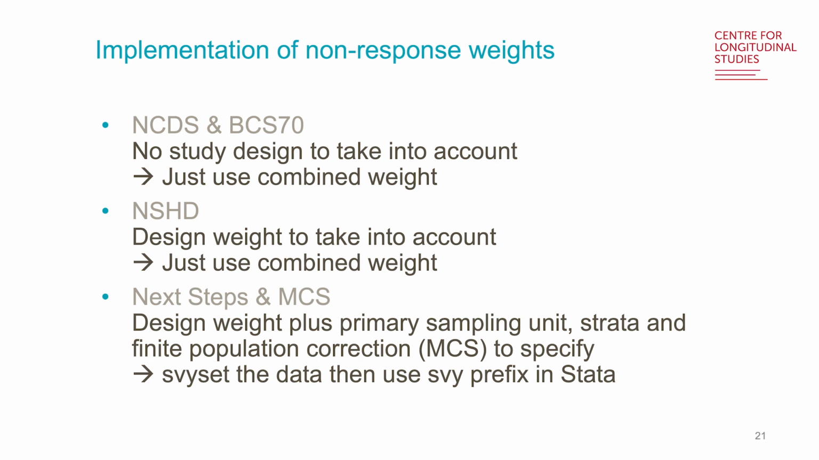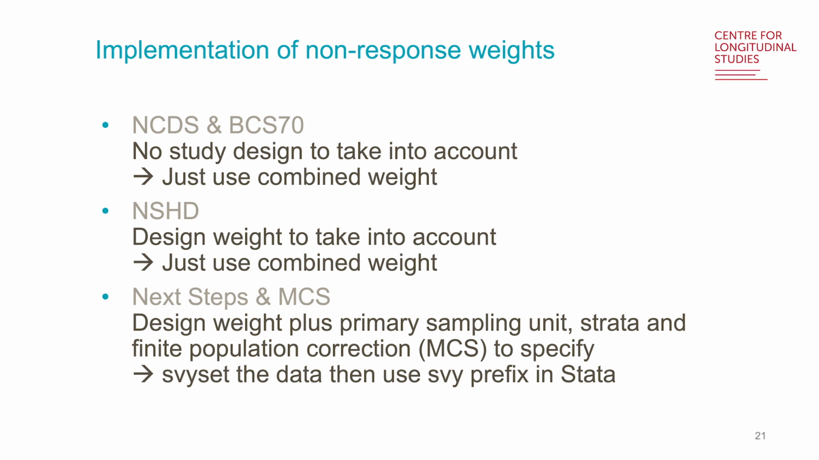So how would you do this? How would you use these non-response weights in practice? As I've just said, in NCDS and BCS70, there's no study design to take into account, not even any design weights. So here we can just use the combined weight, the variable on the previous slide, to weight our analyses. In NSHD, there is a design weight to take into account, but as I've just said, this has already been combined with the COVID-19 survey non-response weight. So again, we can just use a straightforward weighted analysis for NSHD data.